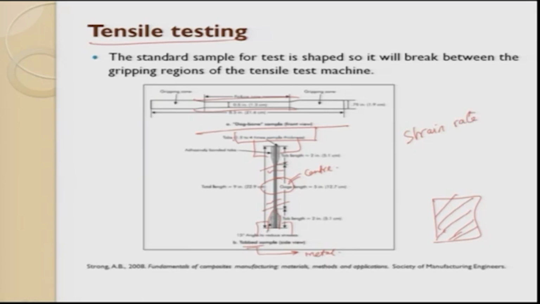So strain rates, if you choose an improper strain rate, then you will have strain hardening happening very fast. The strain hardening will lead to early failure. So a proper choice of straining rate, that means to say pulling rate, strain rate, is very, very important.